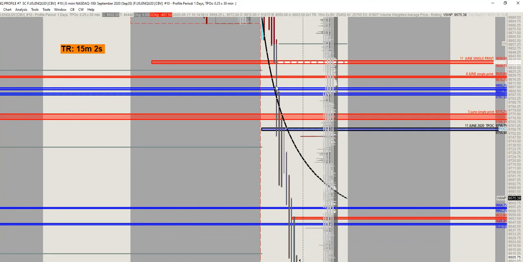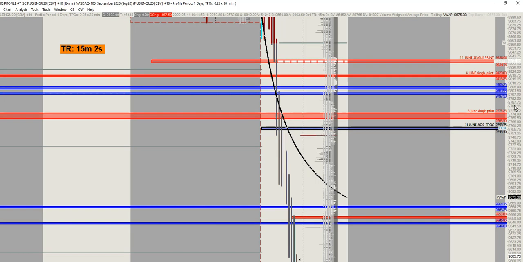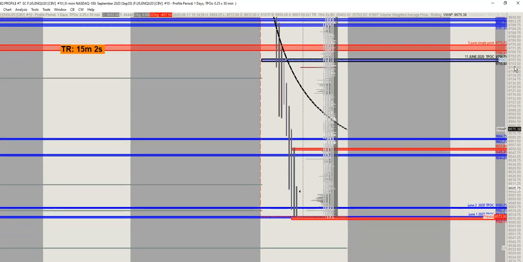Also, it was giving up these previous T-Pox, a nice little cluster of T-Pox here. That was also a signal that the market really wanted to explore the lower prices. That's how I see this. These other blues are T-Pox from previous days. So if you just go back, 96.66, 96.43. Let's go see.